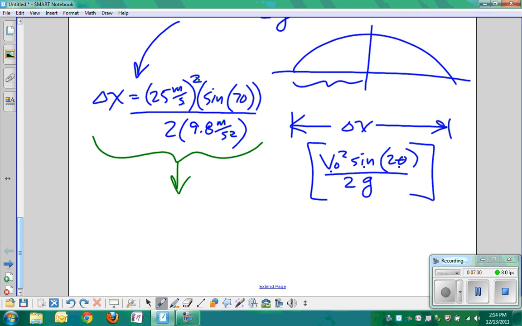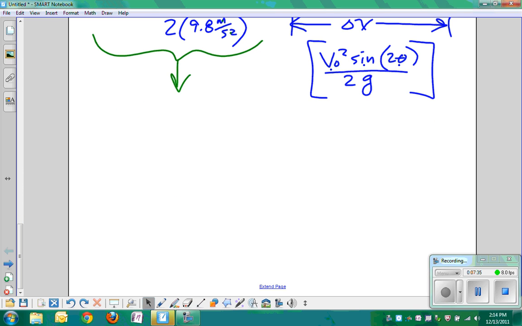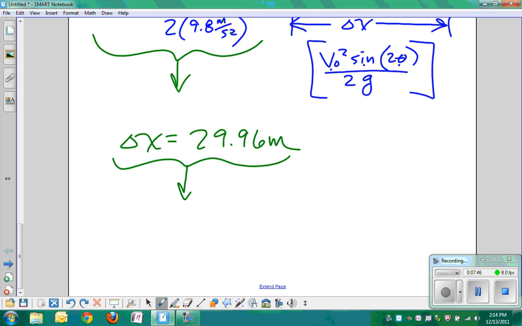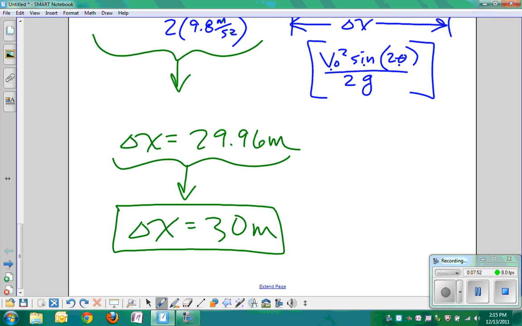And so plugging in all those numbers, we get a final answer. Delta x is equal to 29.96 meters. And in where we live, that's equal to delta x is equal to 30 meters. So the fireman should stand 30 meters away so that if he aims his hose at 35 degrees with a velocity of 25 meters per second, it will be at its highest point if he's standing 30 meters away.